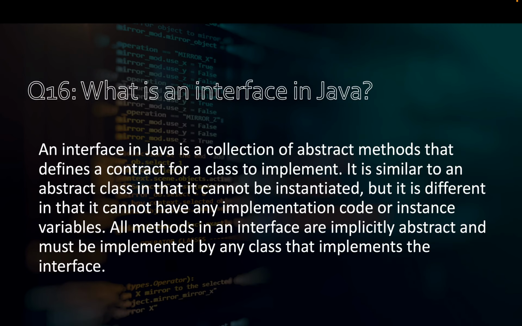Question number 16. What is an interface in Java? An interface in Java is a collection of abstract methods that defines a contract for a class to implement. It is similar to an abstract class in that it cannot be instantiated, but it is different in that it cannot have any implementation code or instance variables. All methods in an interface are implicitly abstract and must be implemented by any class that implements the interface.